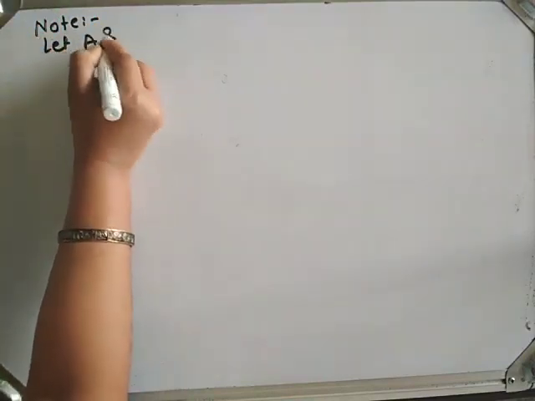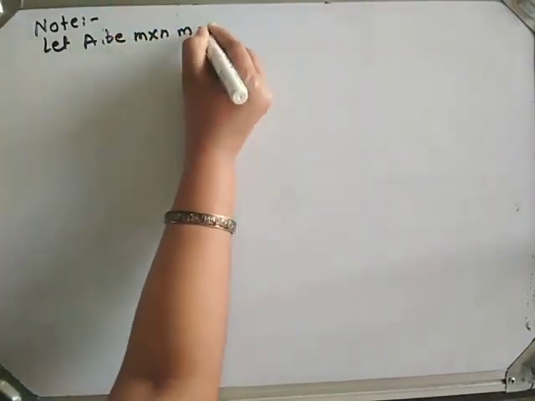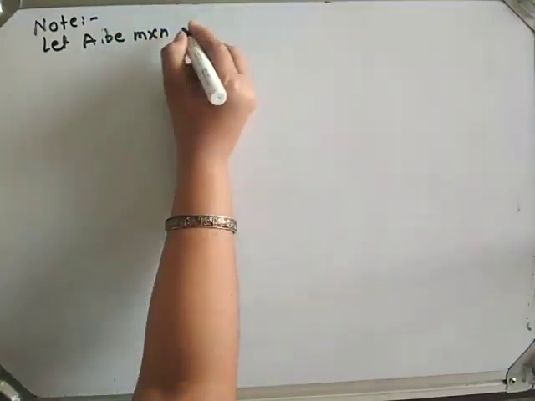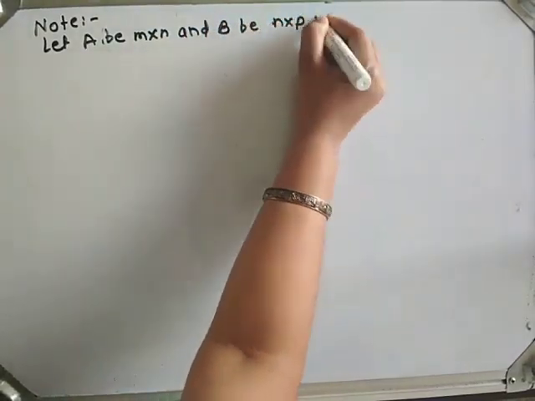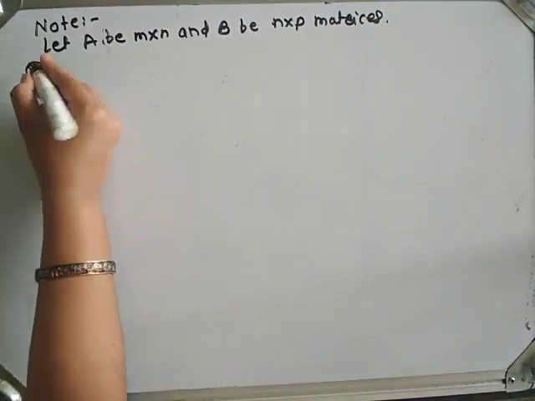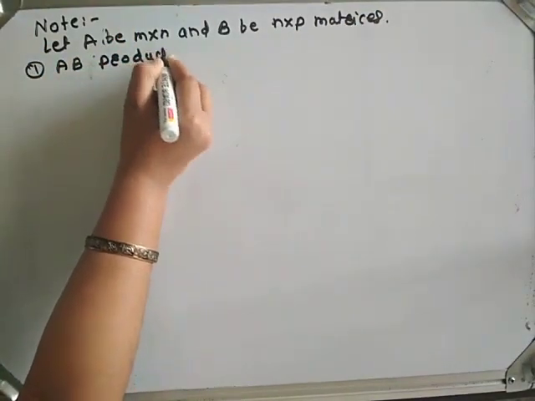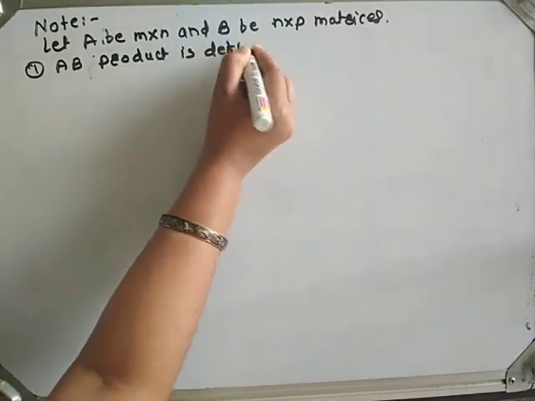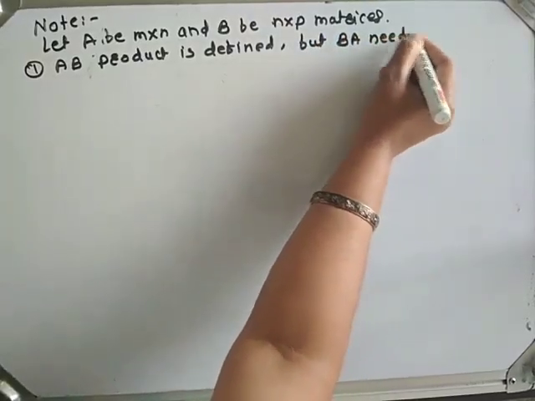Let us take note. First note: let A be an m by n matrix and let B be an n by p matrix. First, the product AB is defined, but BA need not be defined.